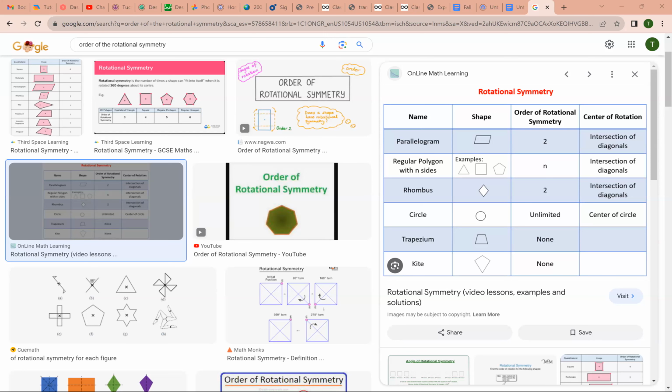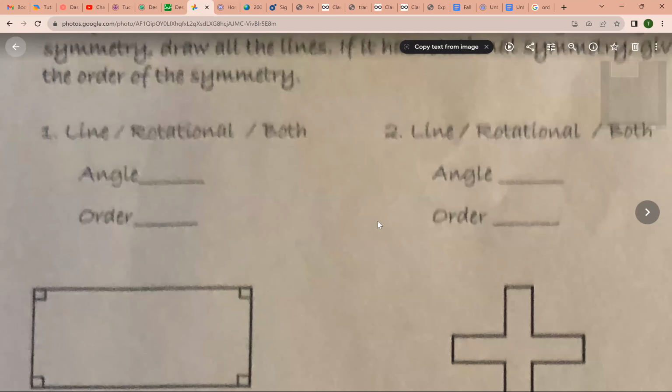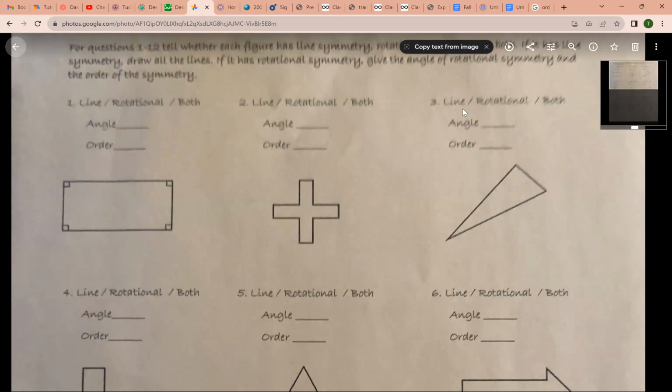Now the order is how many of those fit into 360? So this has order 2. Basically, you take the 360 and divide it by the angle to get 2. Any questions, thoughts on that? No. All right. Because the next few are very similar.